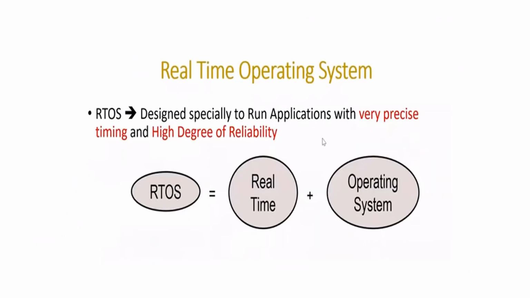So what is a real-time operating system? A system is called a real-time system when we need quantitative expressions of time, that is the real time, to describe the behavior of the system. RTOS are designed specially to run applications with very precise timing and a high degree of reliability. RTOS means real-time plus operating system.